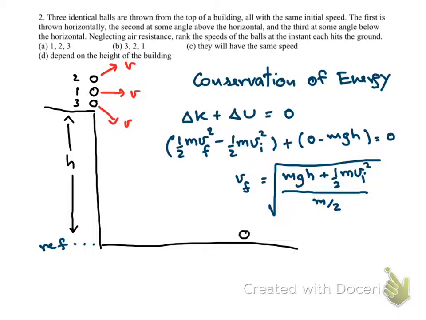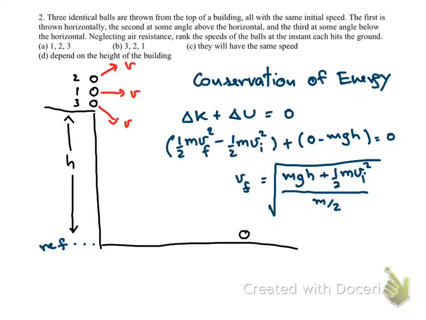Question number 2. Three identical balls are thrown from the top of a building, all with the same initial speed. The first is thrown horizontally, the second at some angle above the horizontal, and the third at some angle below the horizontal. Neglecting air resistance, rank the speed of the balls at the instant each hits the ground.